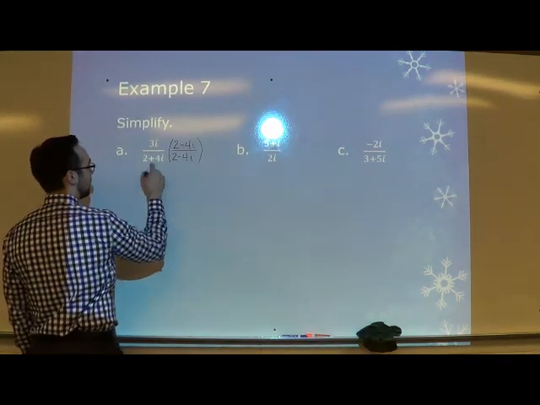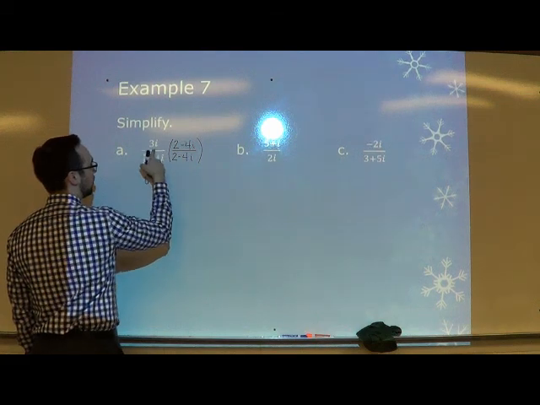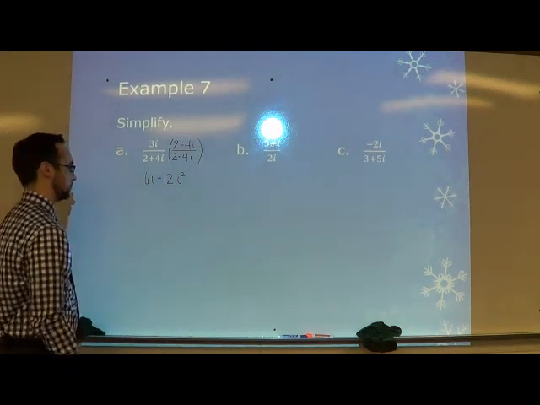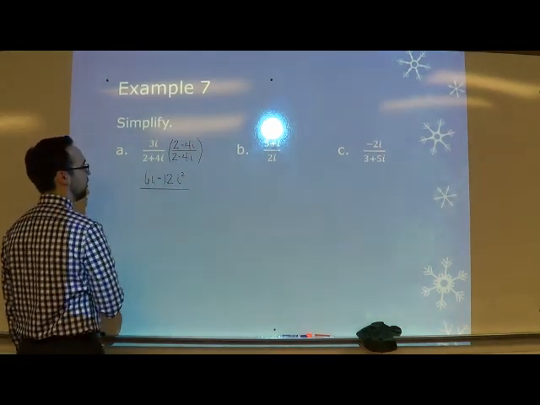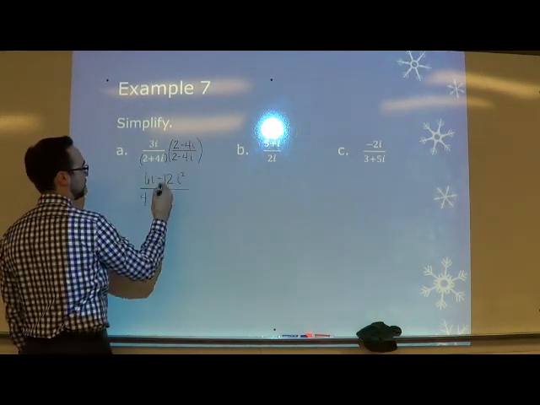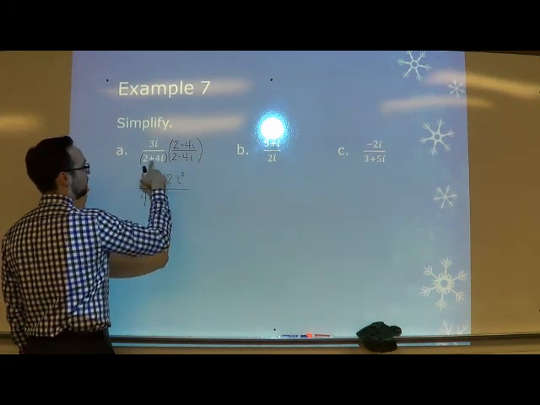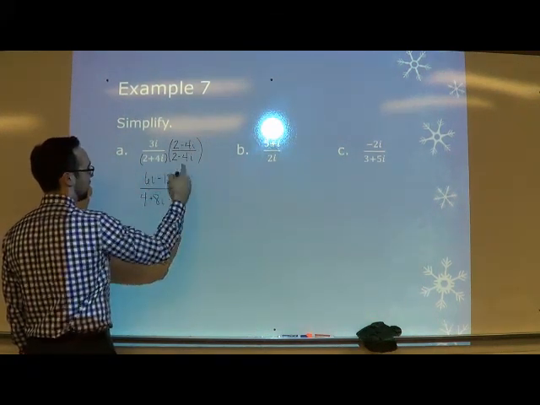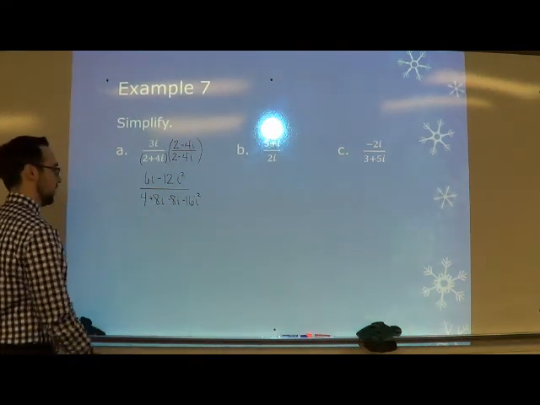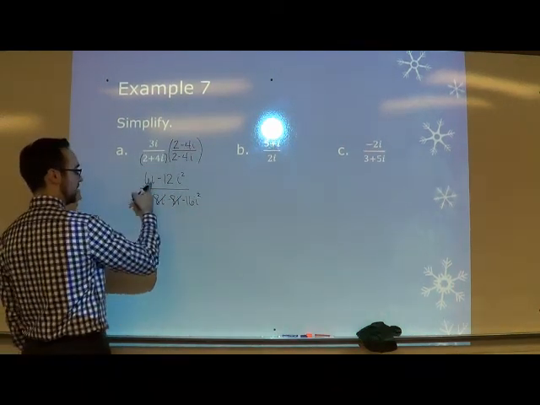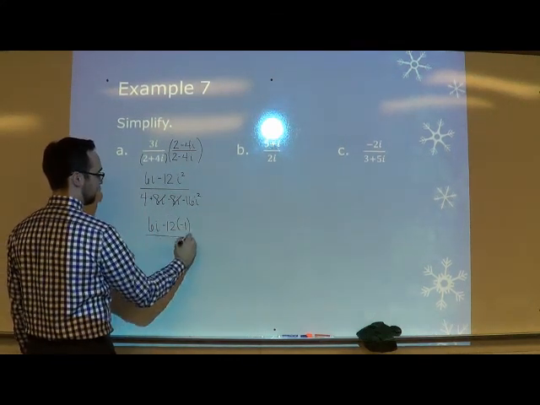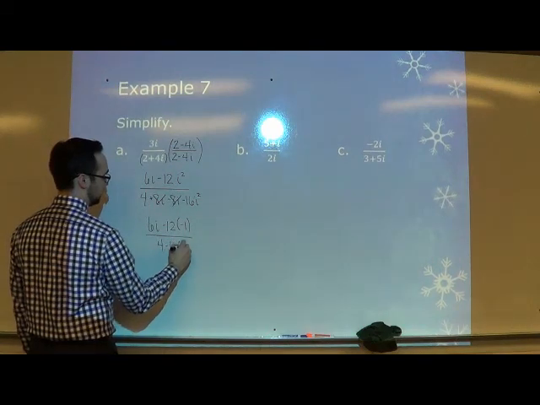So I'm going to distribute. So I have 3i times 2 is 6i. 3i times negative 4i is negative 12i squared. All over, I'm going to FOIL this. So 2 times 2 is 4. 4i times 2 is plus 8i. Negative 4i times 2 is negative 8i. And negative 4i times 4i is negative 16i squared. These cancel. 6i. Negative 12 times negative 1. All over 4 minus 16 times negative 1.